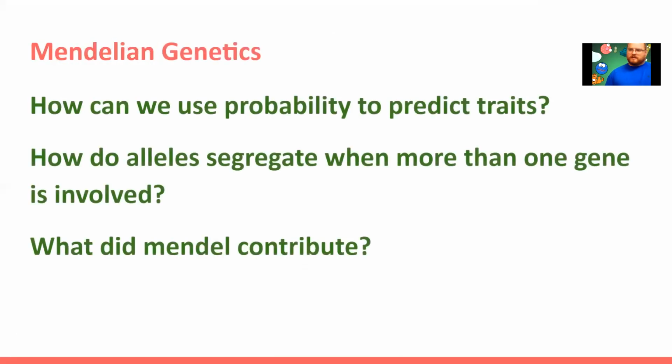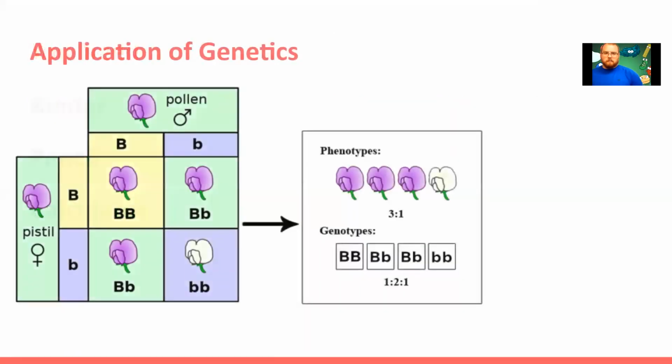All right. It's going to bring us to Mendelian genetics, how we're going to use probability to predict certain traits, how alleles segregate when more than one gene is involved, and what Mendel contributed. All right, application of genetics. This is where we're going to see a lot more math involved, but it's real simple math.